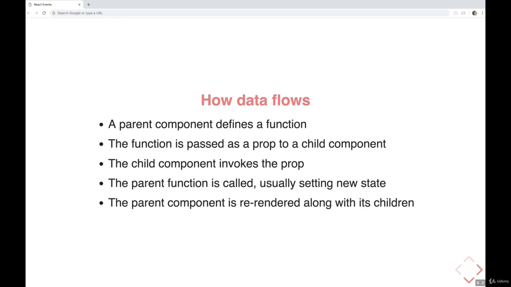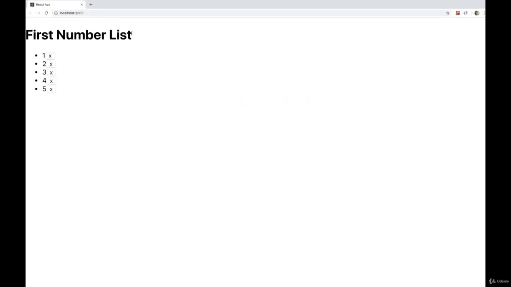I'm going to show you two ways of doing this. The first is not the ideal way. So what we're doing here is we have a list of numbers, very, very simple, no CSS. And each one of these is a child component called NumberItem. So there's a NumberList, and then it renders a list of NumberItems. Right now, these buttons don't work. I want to be able to delete one of these when we click on them.